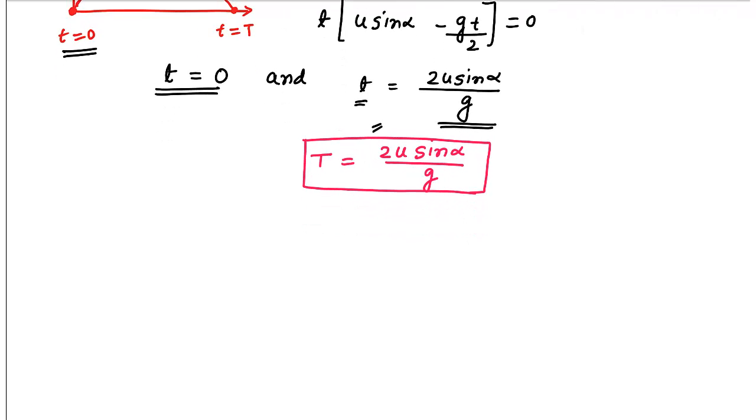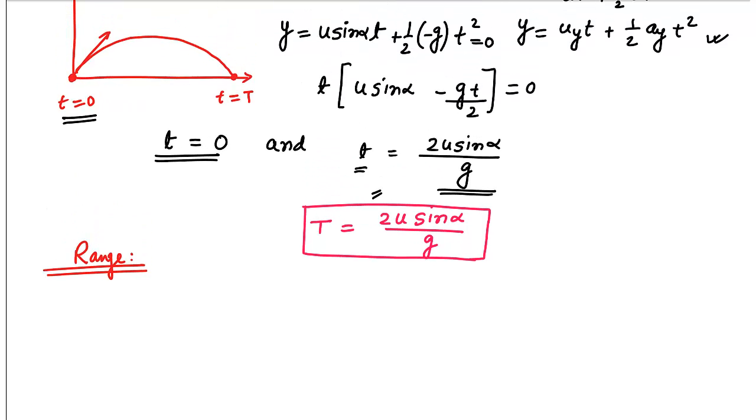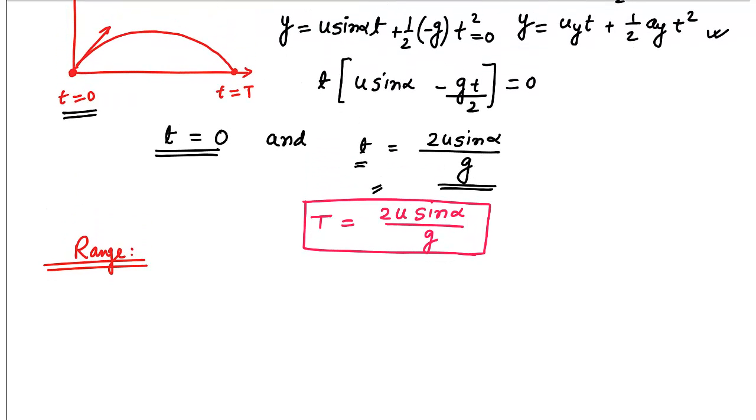So how will you calculate range? What is the key idea for calculation of range? Once again, the key idea is we can use the fact that there is a velocity in the x direction, and this projectile has been in the air for time capital T. So if I take the x direction equation, I will get the range.